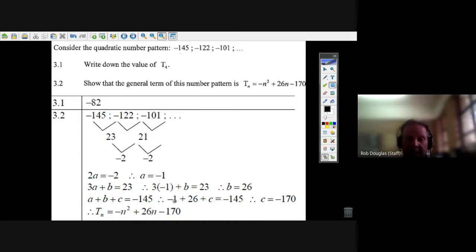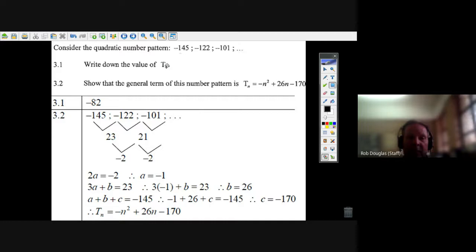Well, a is minus 1, b is 26, and we solve for c. 25 minus 1 is positive 25. We're going to take away 25 from minus 145, and that's why c is minus 170. Well, there we go. We've got the general term of the number pattern.